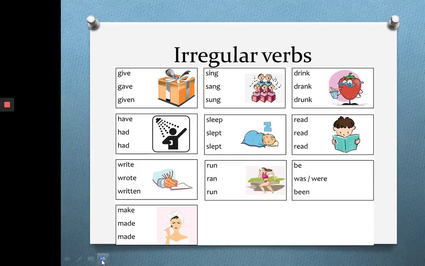Past simple, as you know, is was or were. And in the past participle, it's been.